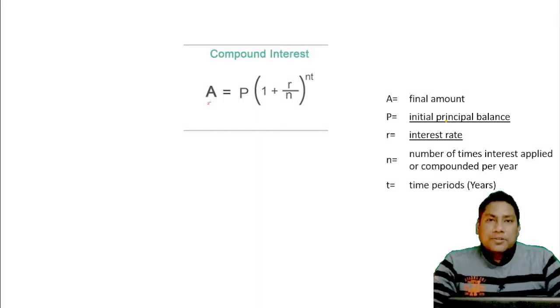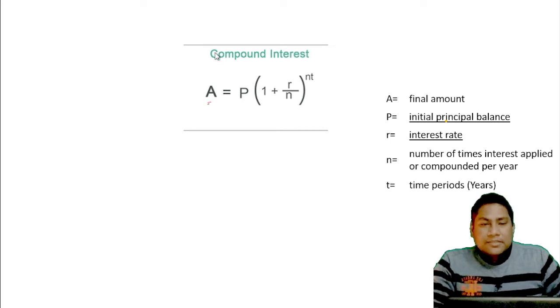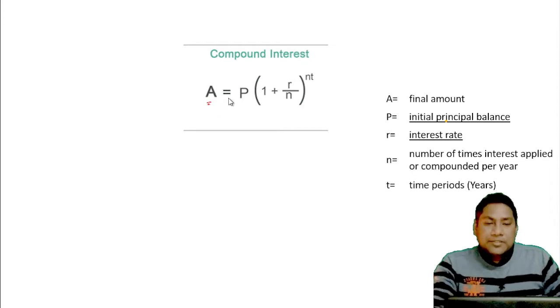It is compound interest by formula basis. Here we have the compound interest formula. This is not actually the interest formula, this is the formula of amount. So friends, according to this formula, the amount is equal to principal, in the bracket 1 plus r divided by n, bracket close, to the power nt.